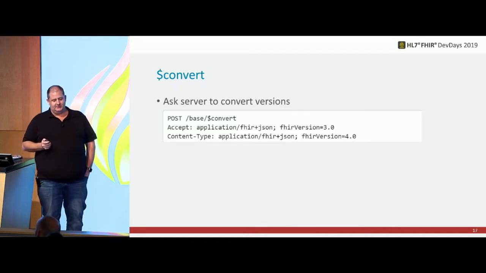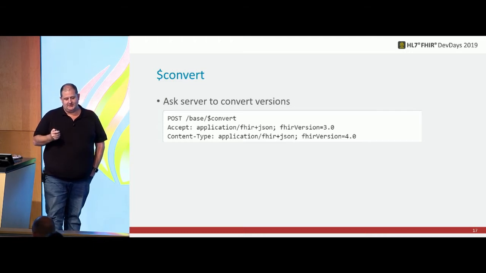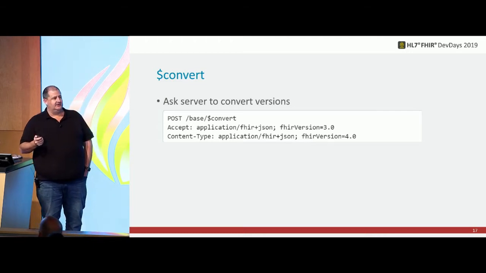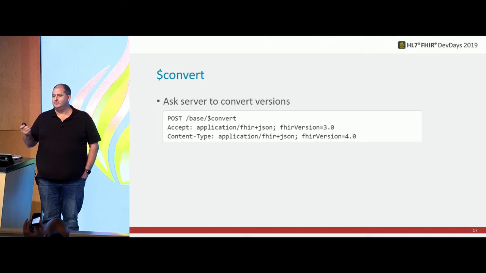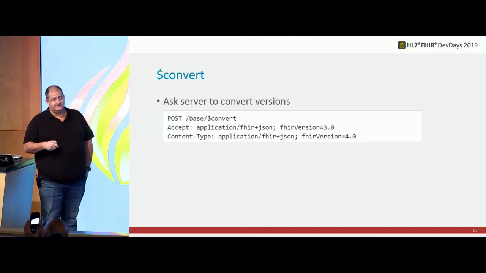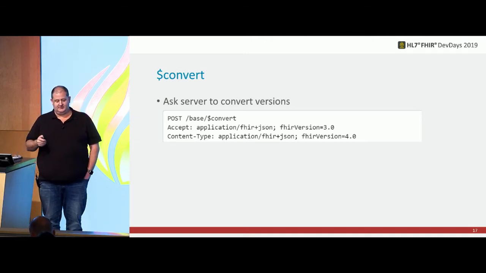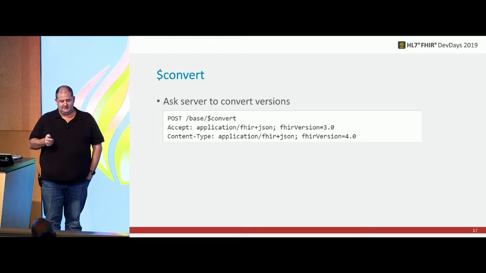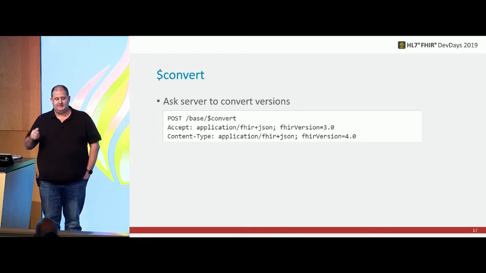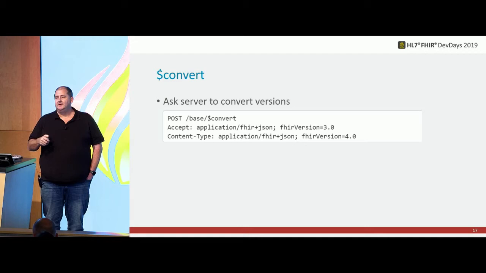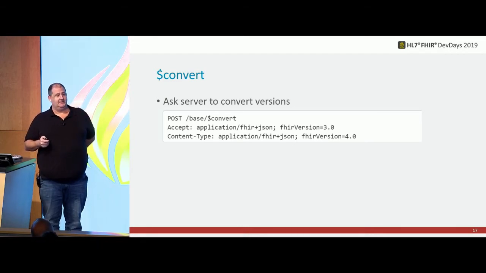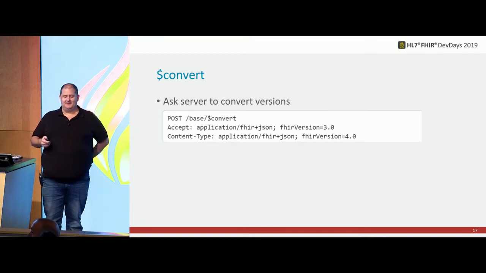Now there is a convert operation which builds on the MIME type to ask a server to do the conversion for you. So you can post content to a server, say that you will accept FHIR version 3, but you are giving it FHIR version 4. Some of the servers implement this, including, I believe, Happy, although I haven't checked that with James. It does, yes, good. Happy supports it.